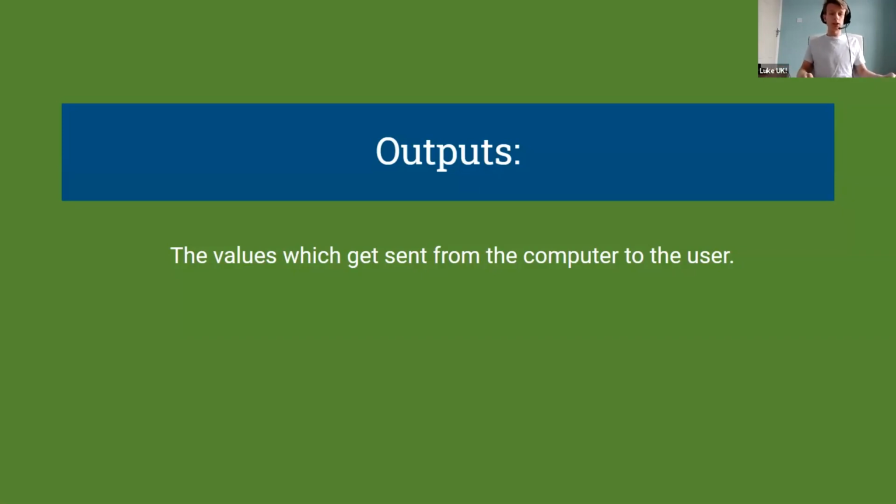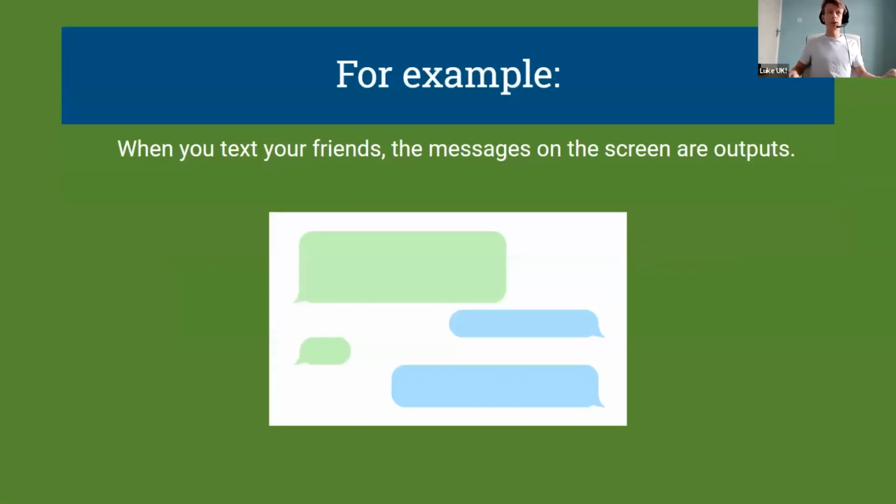So outputs are like when we type in our calculator, 2 times 2 equals 4. That 4 is our output from the program. You can think about it as well when you text your friends. These messages on the screen from your friends are outputs. And outputs are super, super duper important to have in your program so it actually does something worthwhile and meaningful.